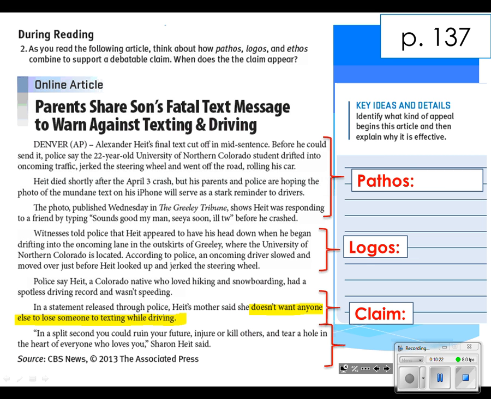And Taylor, could you read that last sentence for us? In a split second, you could ruin your future, injure or kill others, and tear a hole in the heart of everyone who loves you.